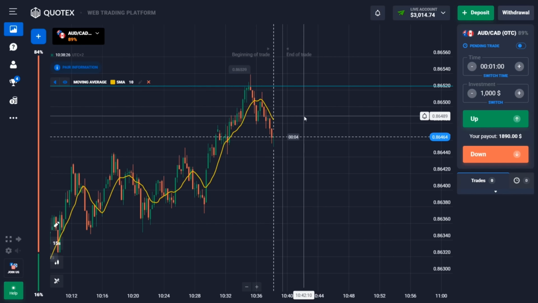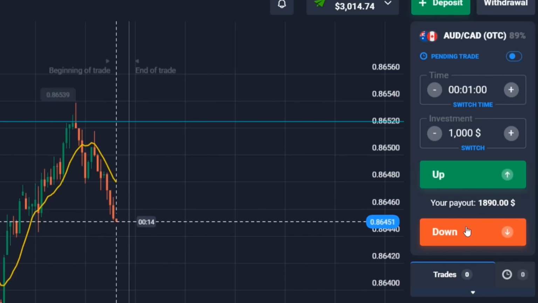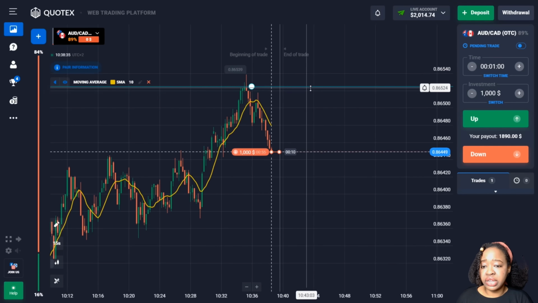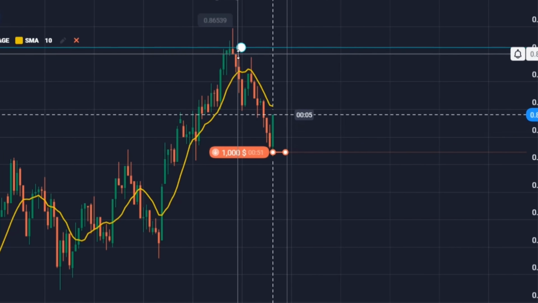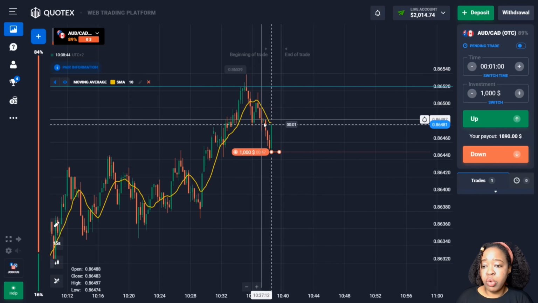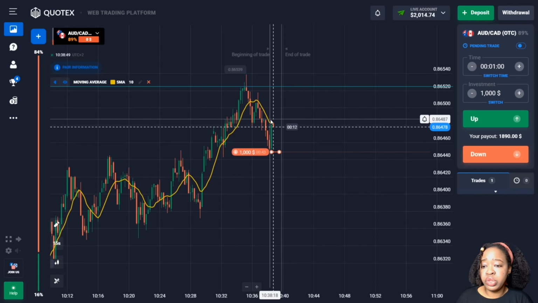Let me continue. So guys, in this situation, I'm going to open a downward trade for 1 minute because I can see that at the top there is a resistance level, and after touching this level line, the price bounced down and the price also crossed the moving average from top to bottom and is still moving lower. You can see that this moving average also reversed and is moving along with the price.